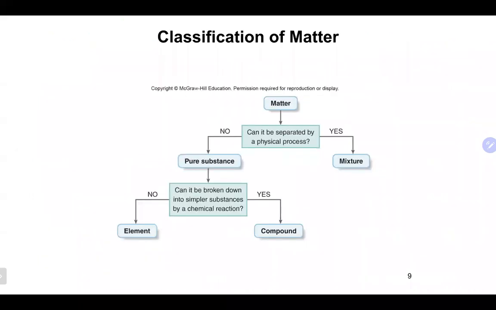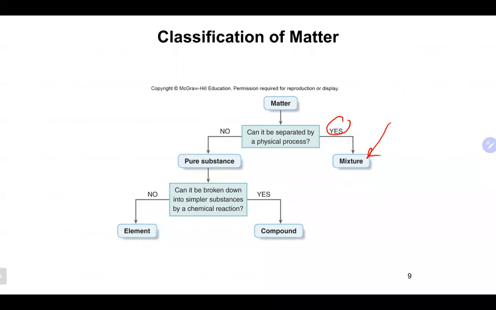So here's a little flow chart of matter. Matter can be separated by physical means. If the answer is yes, then you probably have some type of mixture like we talked about. If the answer is no, then you have some type of pure substance. And if you can break it down even further, you have a compound. If you can't break it down even further, then you have an element.